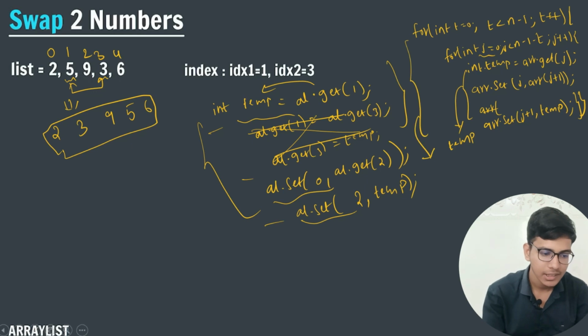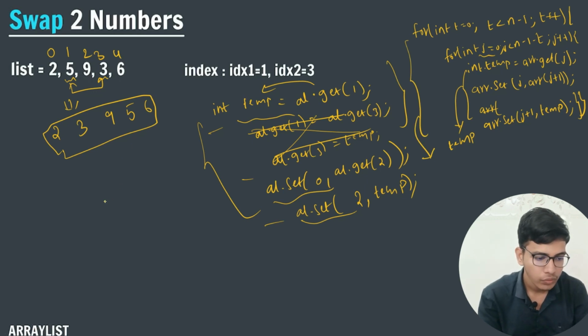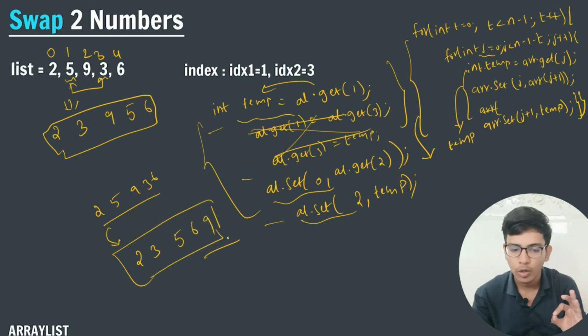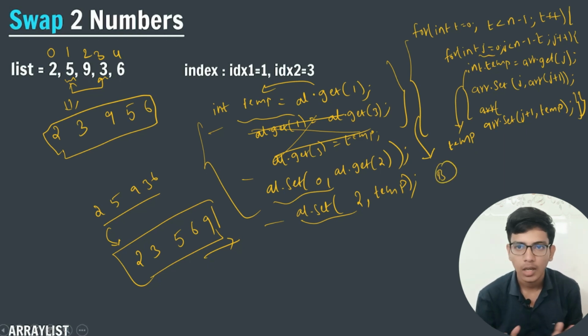So if the array list is like 2 5 9 3 6, then the output will be 2 3 5 6 9. So this is a sorted array in increasing fashion, and this is how we will apply bubble sort to the given array list. Now let us apply bubble sort here.